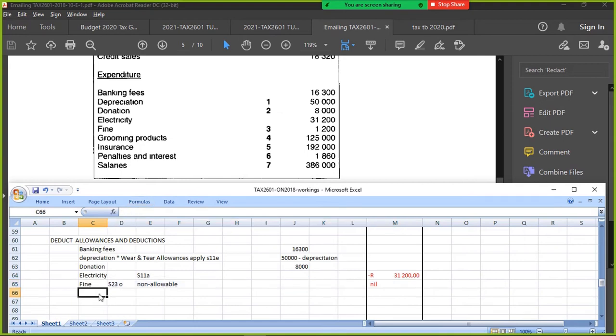Okay, grooming products. $125. Insurance.